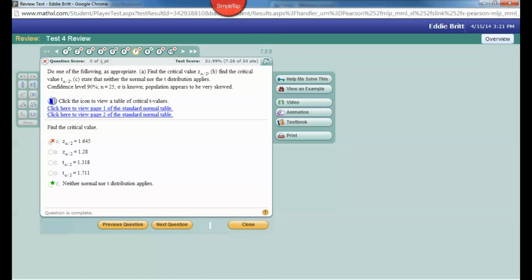All right. Do one of the following as appropriate. Find the critical value z sub alpha over 2, find the critical value t sub alpha over 2, or state that neither the normal nor the t-distribution applies. Okay? So it's really going to depend on a few things, right? It's going to depend on whether or not we know sigma, or is the population skewed and we don't know sigma? Is the population approximately normal and we know sigma? Or vice versa. So we have a lot of things to look at.